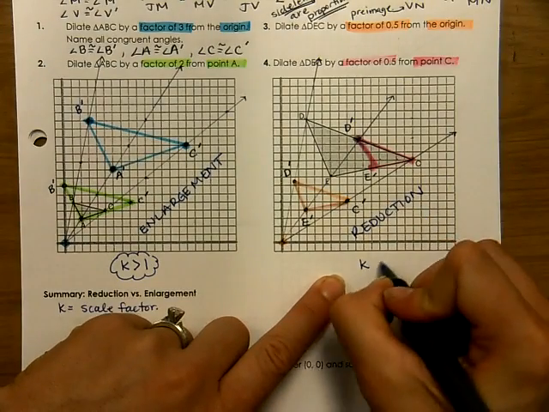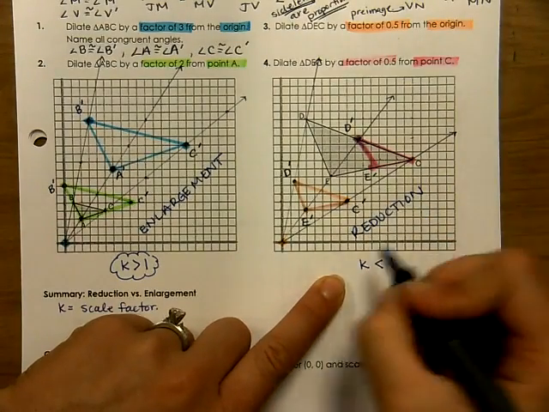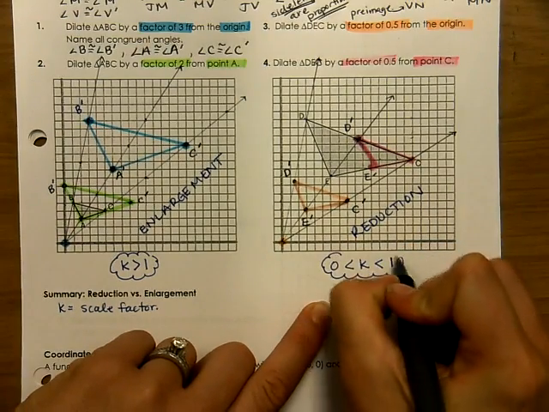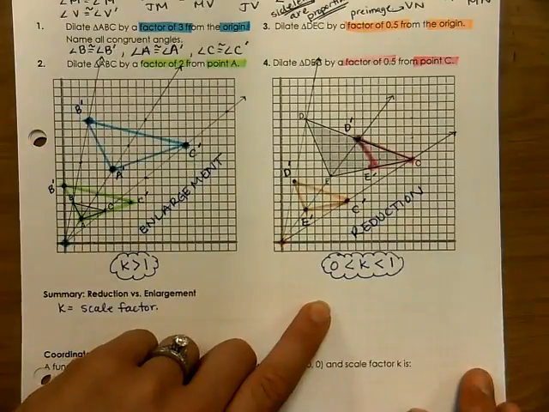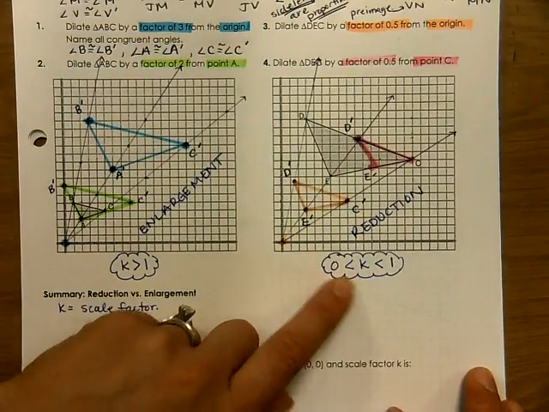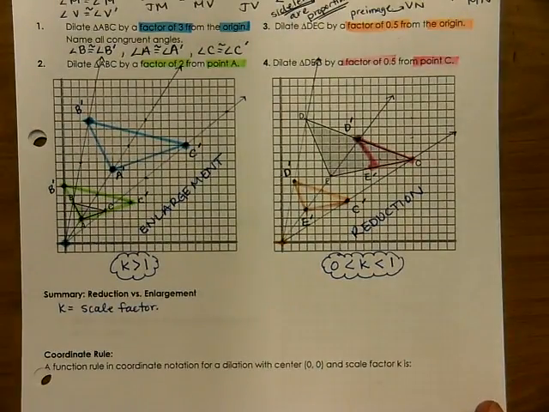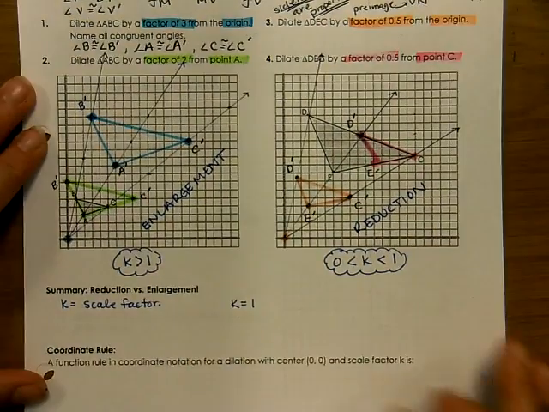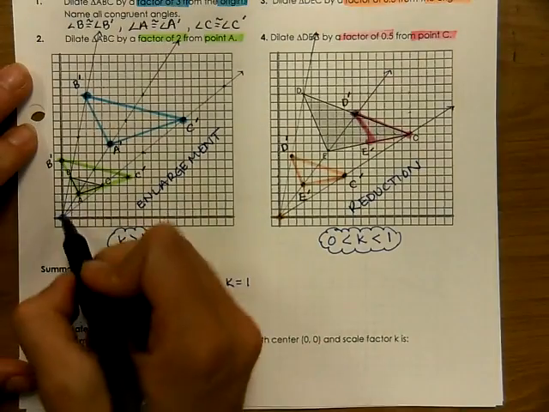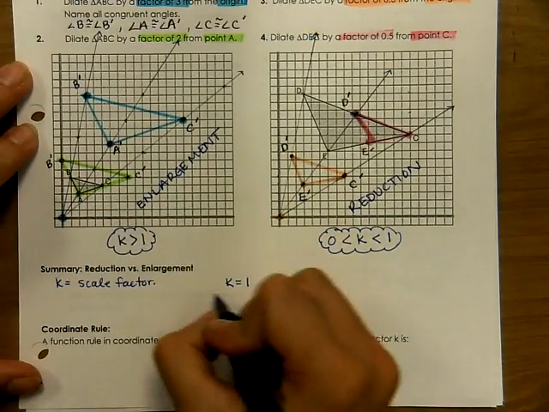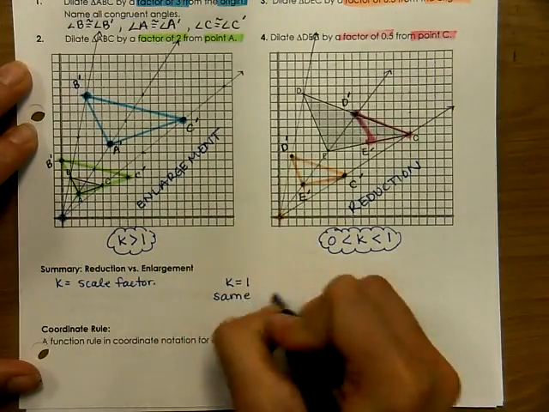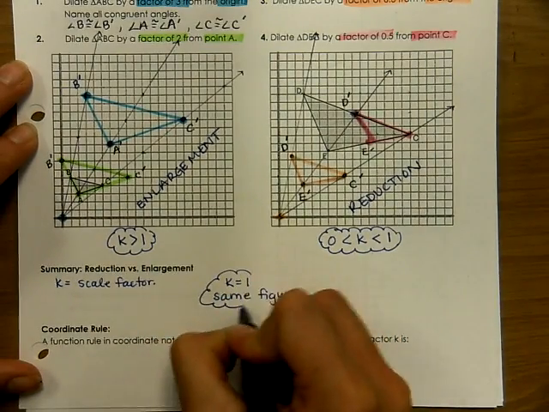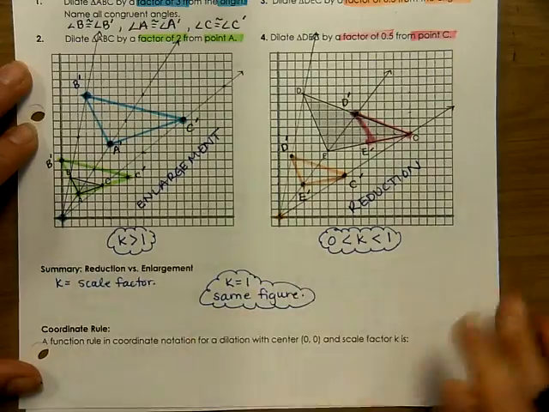For a reduction, this will be if it's less than 1. We're shortening that distance. We have to specify, though, it's also greater than 0. You're going to explore later on what it looks like to have a scale factor that's negative. Right now, I just want to focus on the fact that between 0 and 1 will give you a reduction. So then what if it's equal to 1? What will happen? Well, if it's equal to 1, that distance will stay the same, so you'll have the same figure. The figure does not change. So if it's equal to 1, that figure will not change. All right?